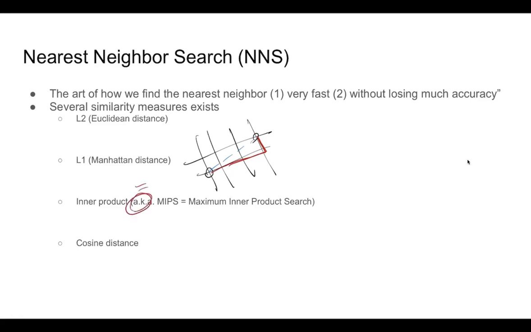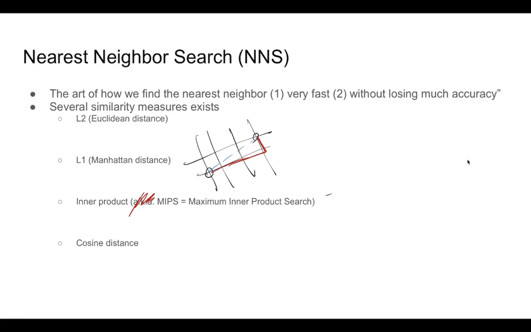It's not the correct way to say it. Well, it's not AKA, but I should say that you use MIPS to indicate that this is a search, but then of course inner product is just a vector operation between two vectors, right? So I hope that you notice the difference between those two terms. But when you see MIPS, think of inner product.